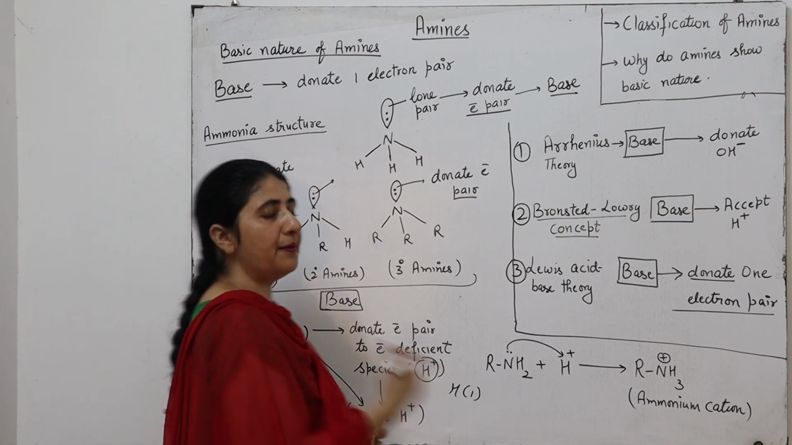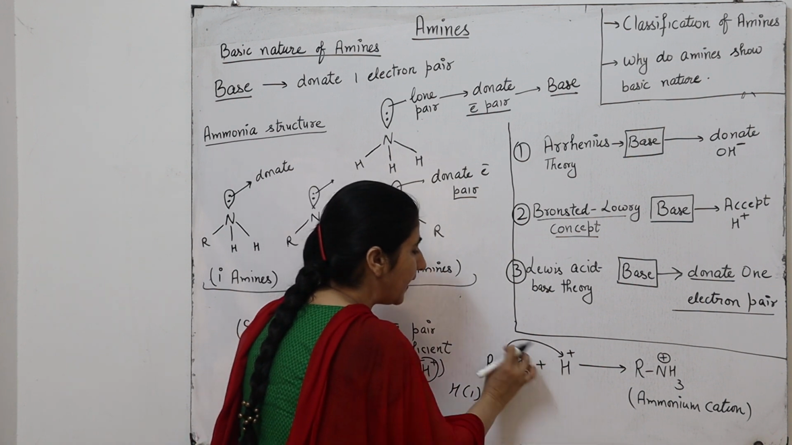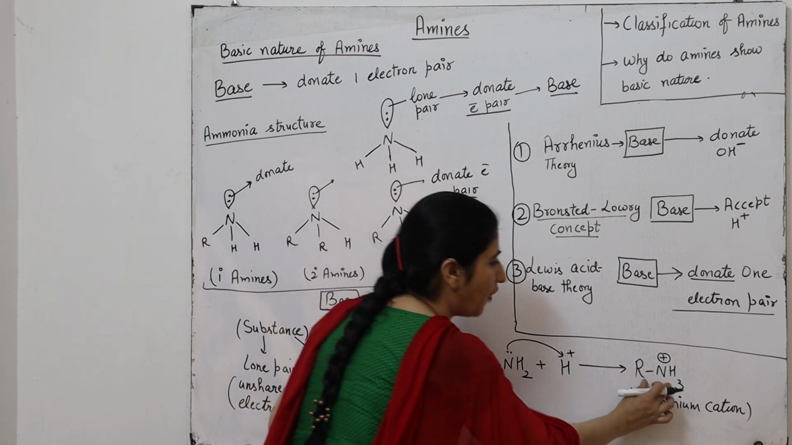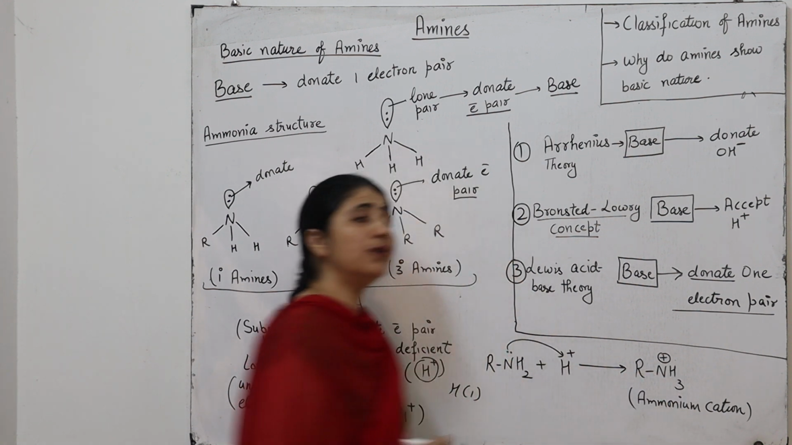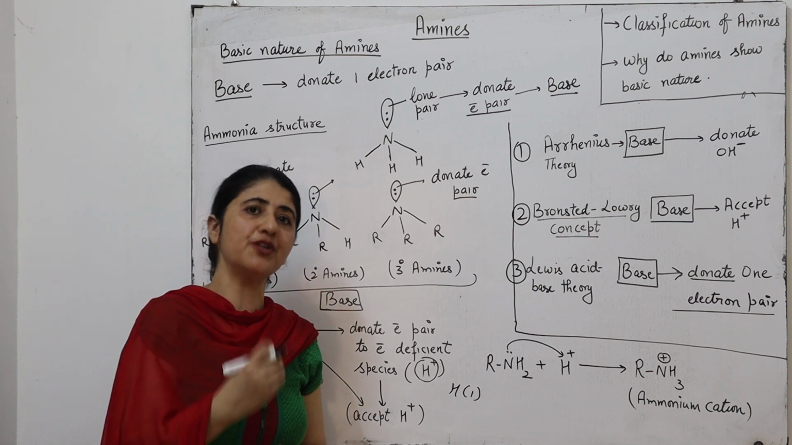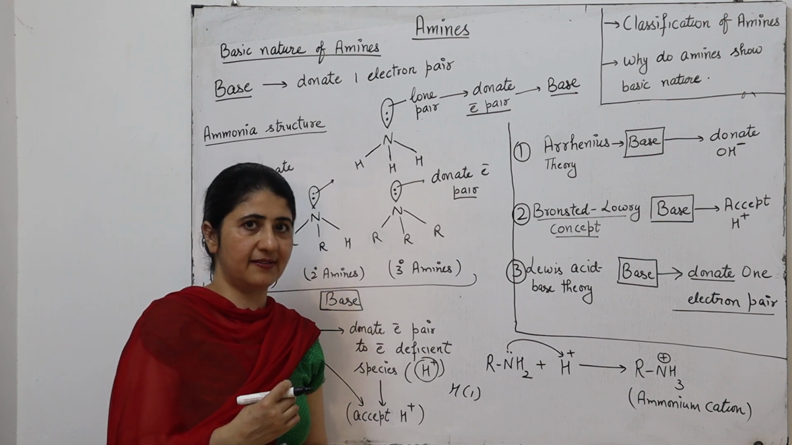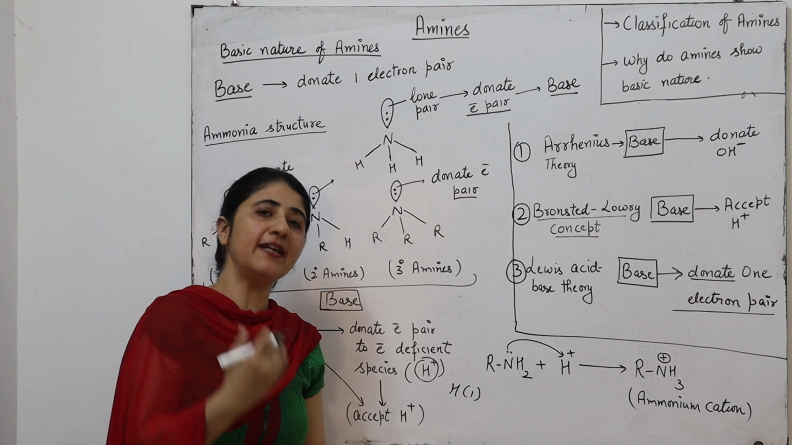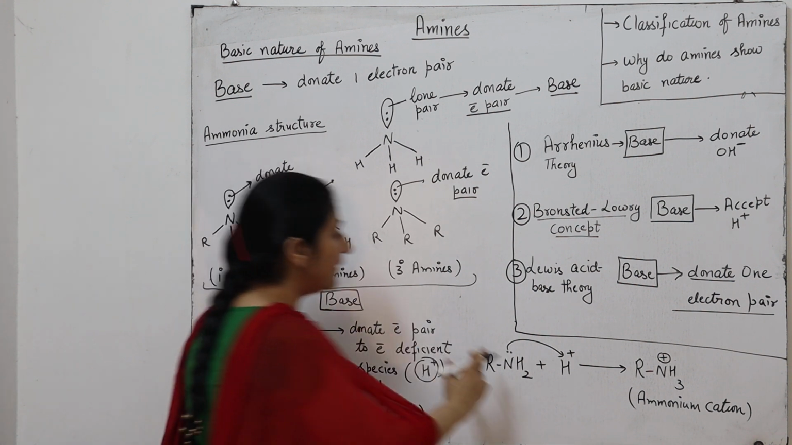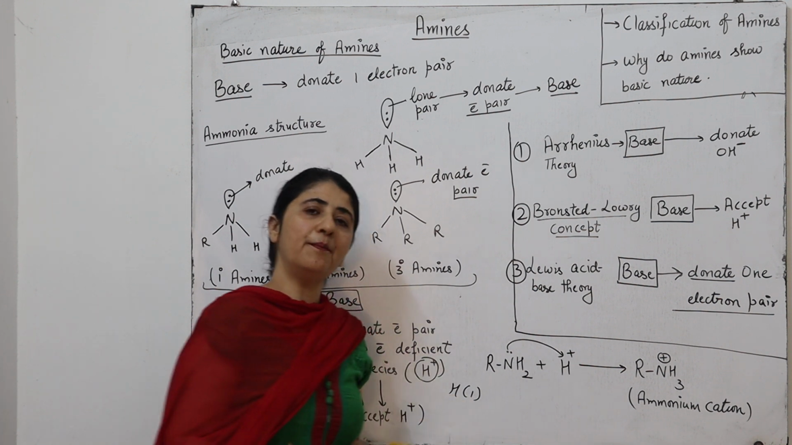So amines, whether primary, secondary or tertiary, can donate the electron pair to an H positive ion. As a result, it forms the ammonium cation. So the basic character of amines can be described in terms of either donation of an electron pair or acceptance of H positive ions. The greater the tendency to donate the electron pair, the stronger is the base. Or we can say that the greater the tendency to attack an H positive ion, the stronger is the base.